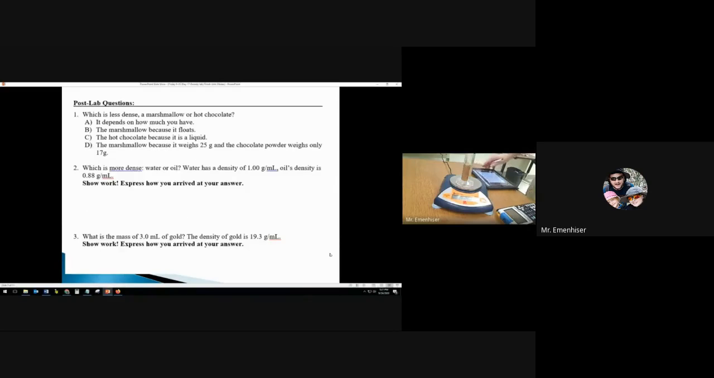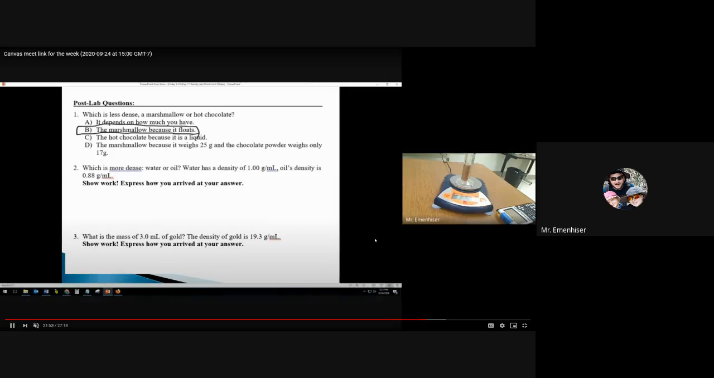All right, which is less dense, a marshmallow or a hot chocolate? So this is a multiple choice question. A, it depends on how much you have. B, the marshmallow because it floats. C, the hot chocolate because it's a liquid. Or D, the marshmallow because it weighs 25 grams and the chocolate powder weighs only 17 grams.